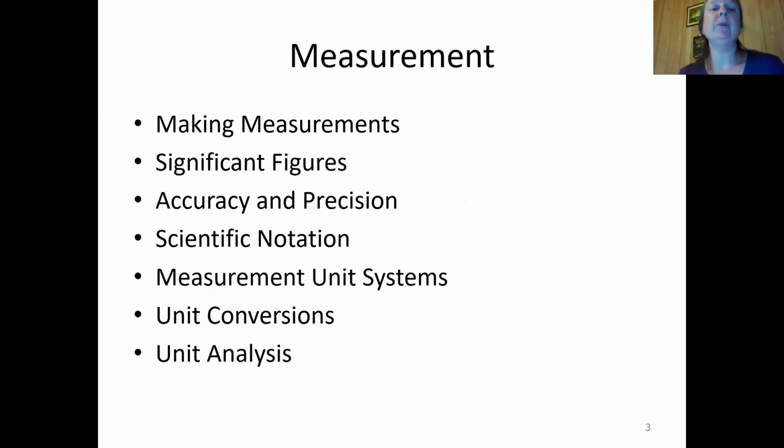Different aspects of measurements we're going to cover. Making the measurement, including units. Significant figures, that'll be a separate lecture. Accuracy and precision, what's the difference? Scientific notation, and why do we care? That's actually very important, using scientific notation, which you'll see. The measurement unit system we use is the metric system in the lab. And at the end, again, a separate lecture will be unit conversions. Very, very important in chemistry. You'll get really good at those.